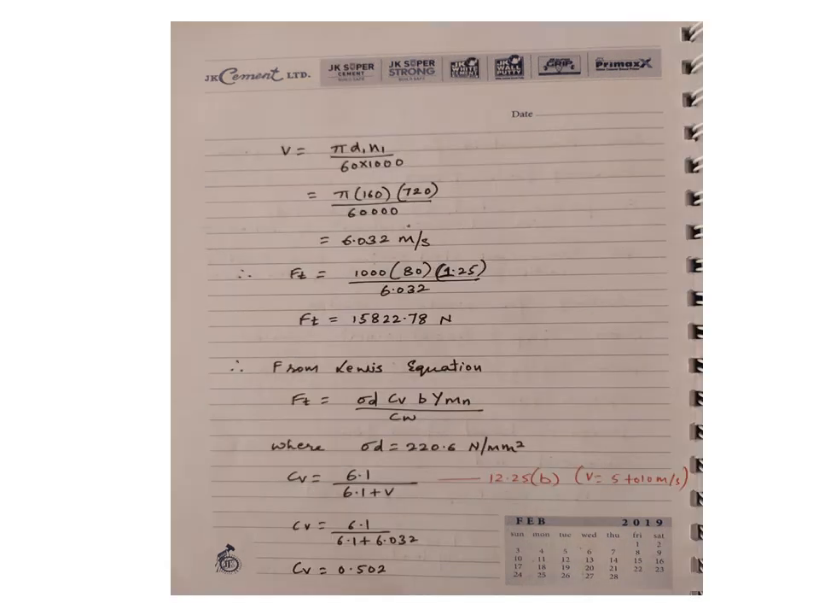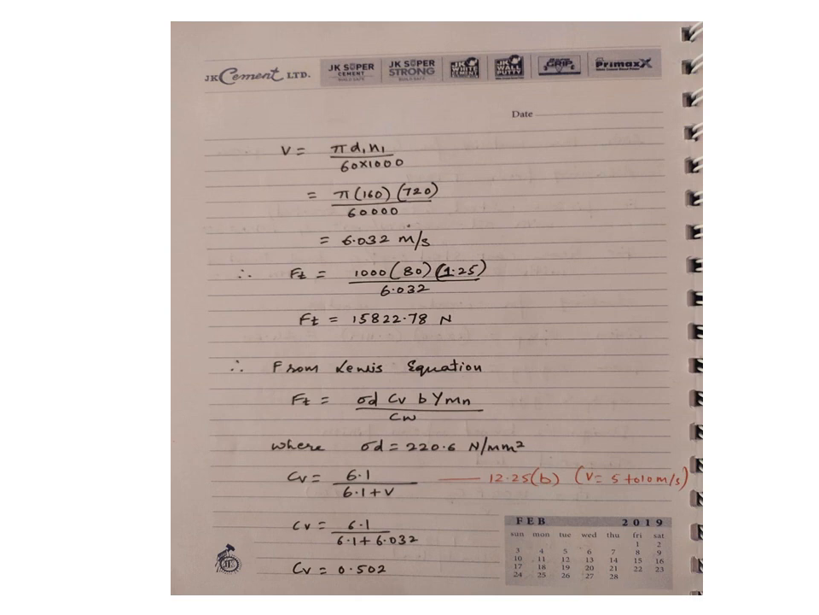Before substituting the values in the equation for Ft, V is unknown. V is nothing but the velocity. Velocity is given by pi d1 n1 divided by 60 into 1000. Since the design is based upon the pinion, we can substitute the diameter and the speed related to the pinion. Pi into 160 multiplied by 720 divided by 60,000, that comes out to be 6.032 meter per second.